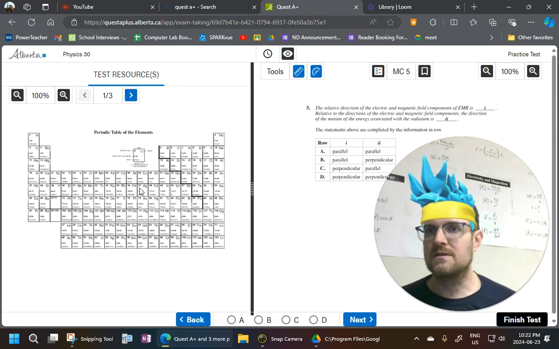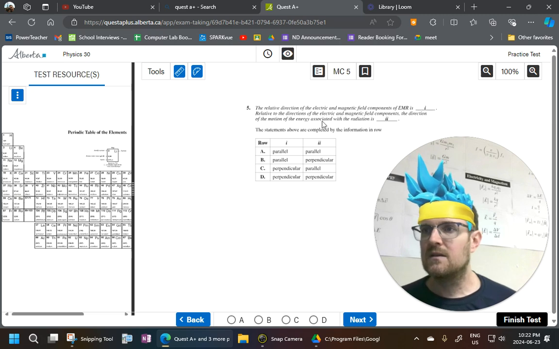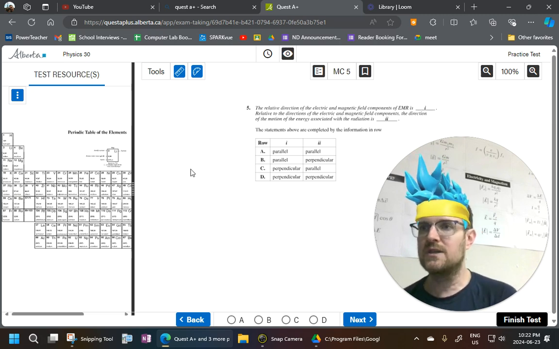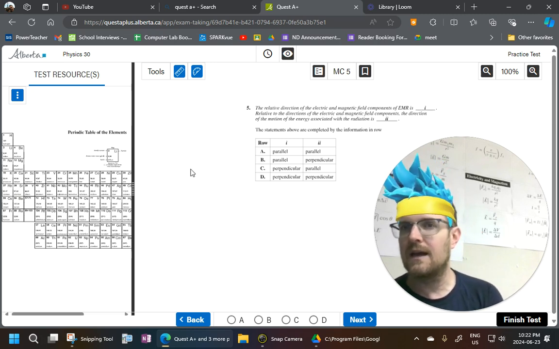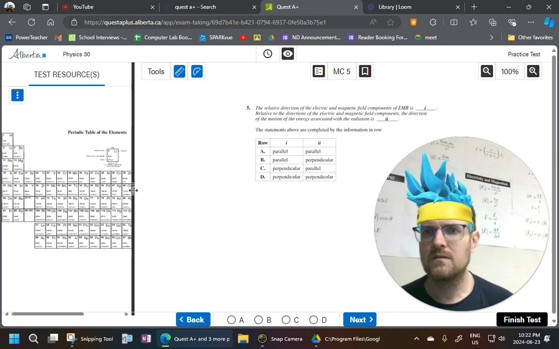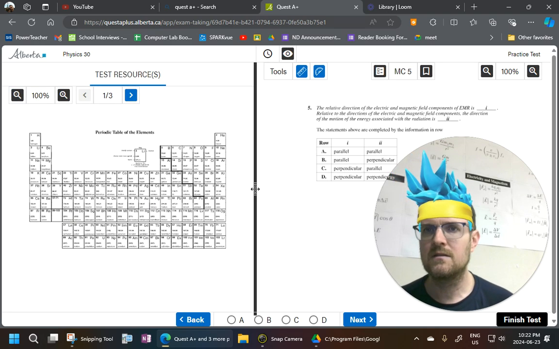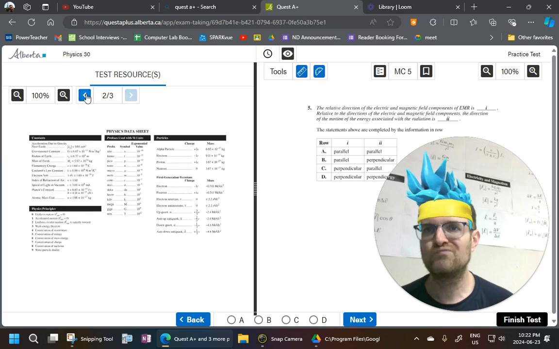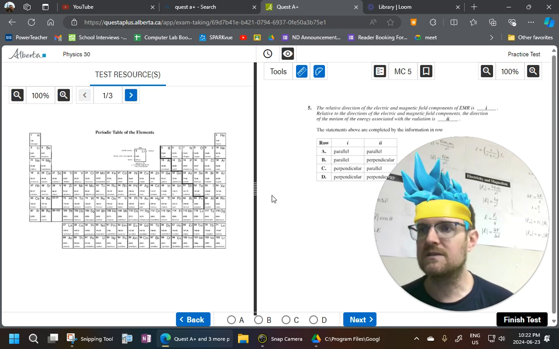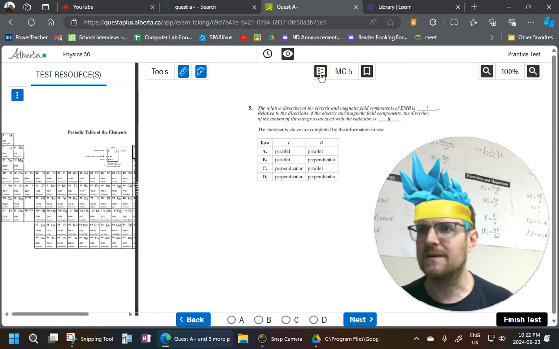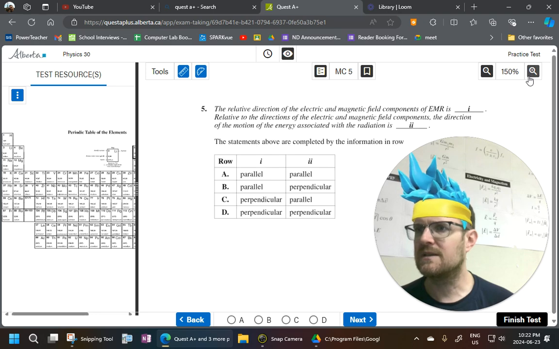Okay, so we got this useless stuff over here. Relative to the direction of the electric, and do I need this over here? Is there stuff over here that I need? Teacher resources. No. Okay. Oh, so this is just fill in the blanks. Never mind. Okay. Zoom in here a bit so I can see it.